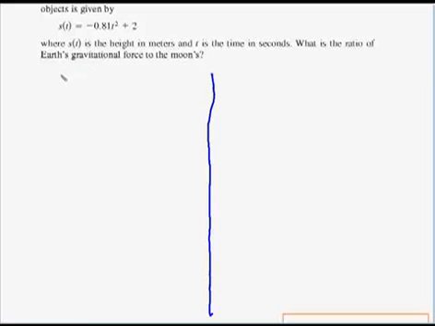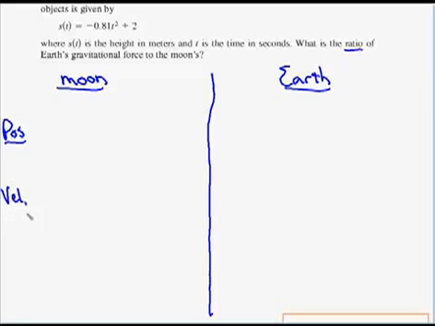And we'll do the moon first, since that's what we're talking about here. And we'll also do the Earth. And then we'll make a ratio of those two gravitational forces. We're going to do our three derivatives: our position function, our velocity function, and our acceleration. We want to get down to acceleration and then compare those in a ratio.